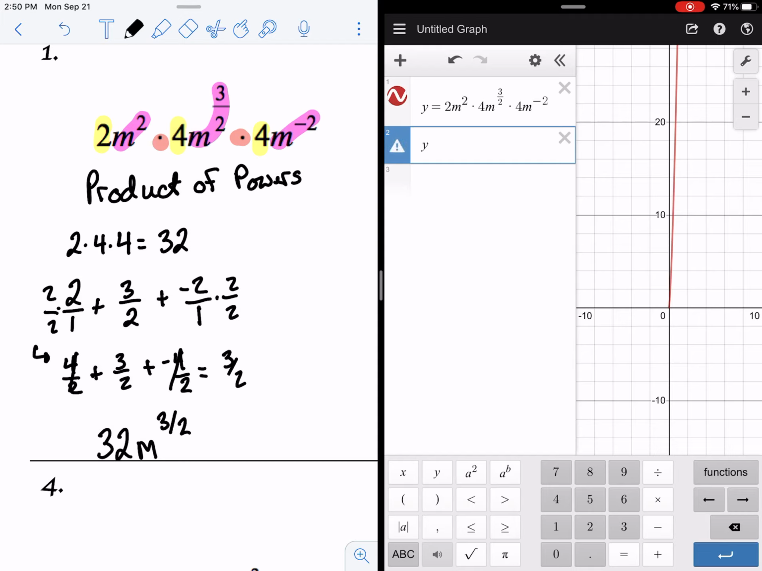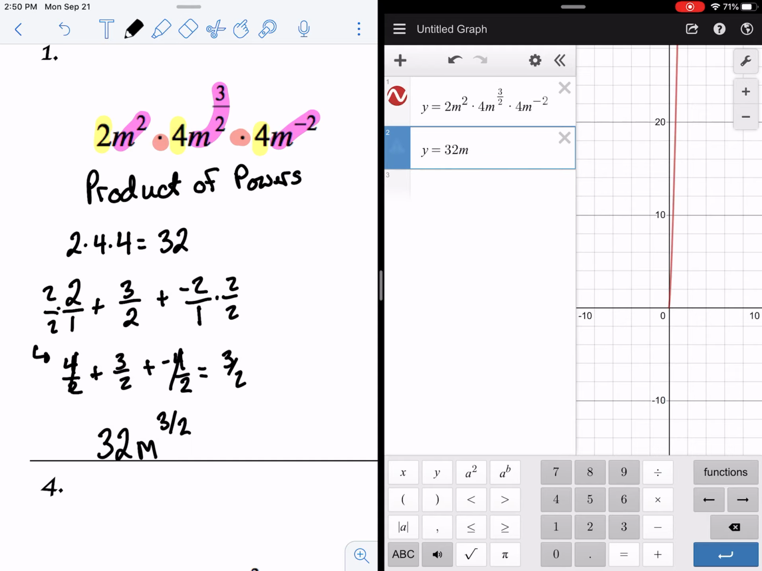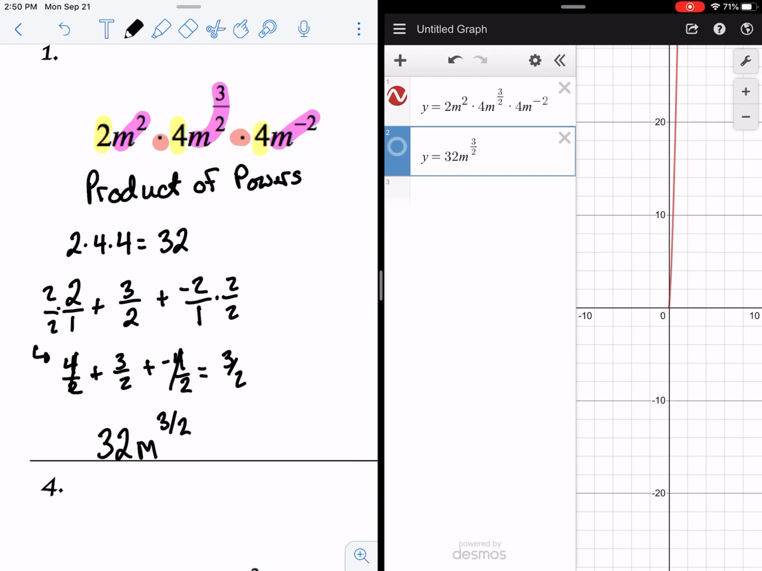I'm going to do a new y equals. And I have 32m raised to, I see division, 3 over 2. And I know I've done this right because my graphs overlap. Okay.